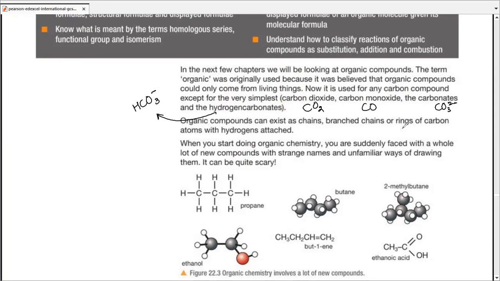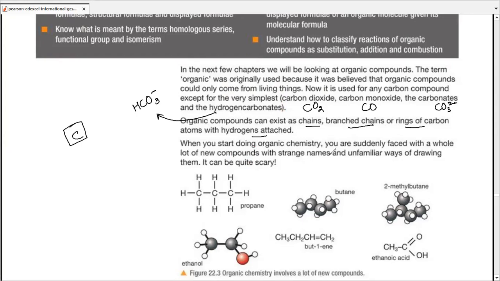All the rest of the compounds in chemistry which include carbon as an element or as a part, we include them in organic compounds. Now, organic compounds can exist as long chains, they can exist as branch chains or branches, they may exist as rings, and usually carbon atoms have hydrogen atoms attached to them, but some other atoms like oxygen and nitrogen may also be attached to them.